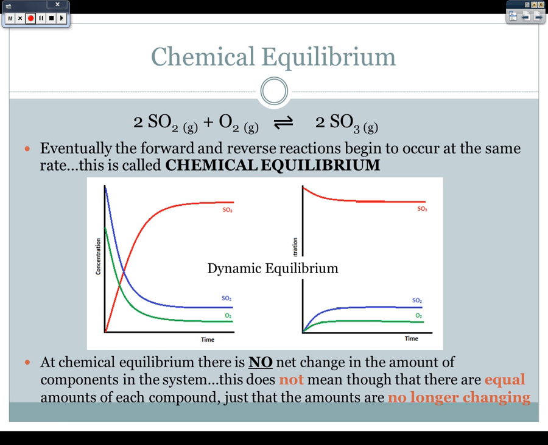So this is dynamic equilibrium, where my forward reaction and my reverse reaction are occurring at the same rate. So the same number of SO3 molecules are being formed as are converting back into SO2 and O2. You're not getting a change in the amount of components in the system. They don't have to be equal. You'll notice that my concentration of SO3 is not the same as my concentration of SO2, nor my concentration of O2. Okay?